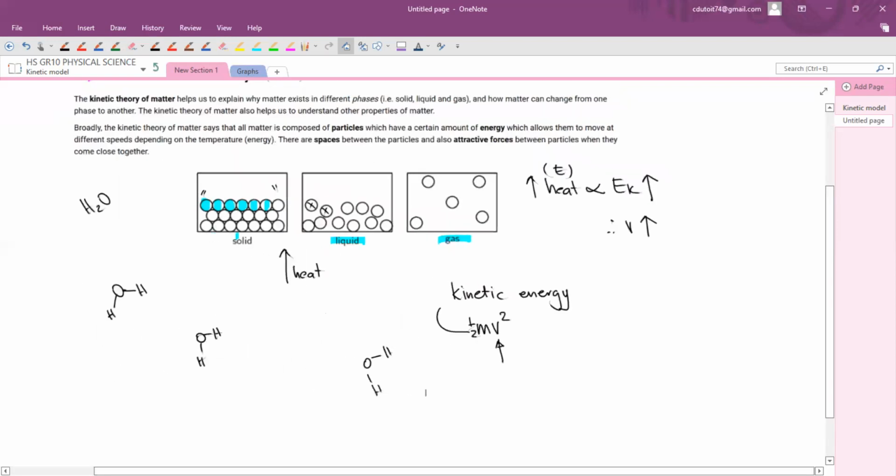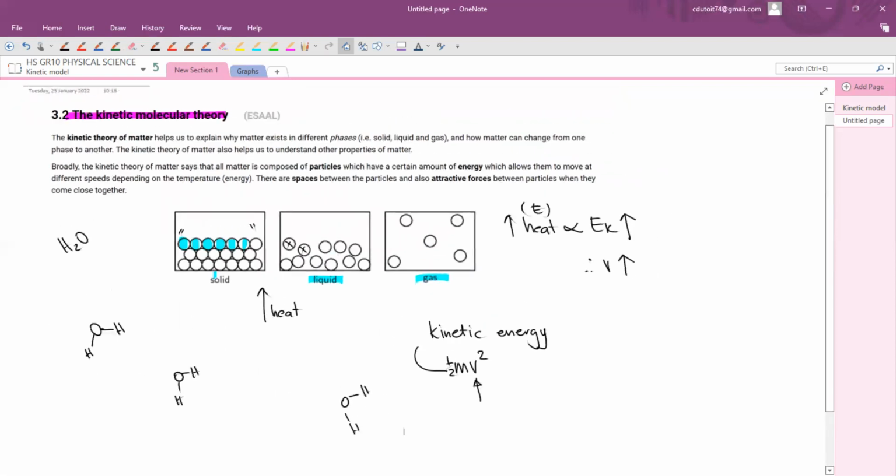So everything I've said now, they're going to structure in a little 4 or 5 phrase thing for you, so that you need to be able, for 3 or 4 marks, to explain what happens when you heat up water. What happens on a molecular level? In other words, use the kinetic molecular theory to explain what happens to the particles.